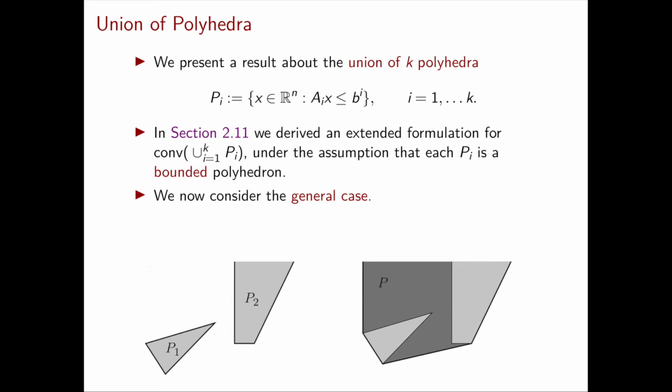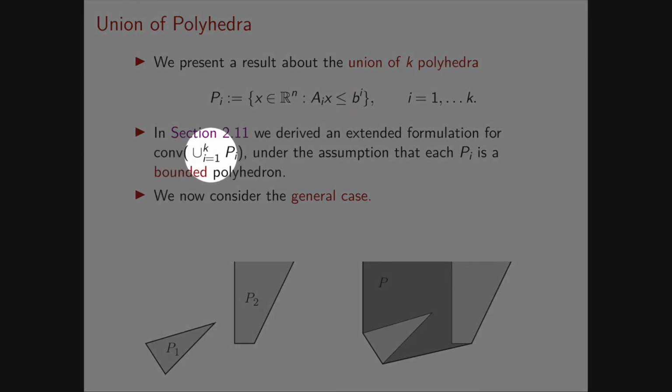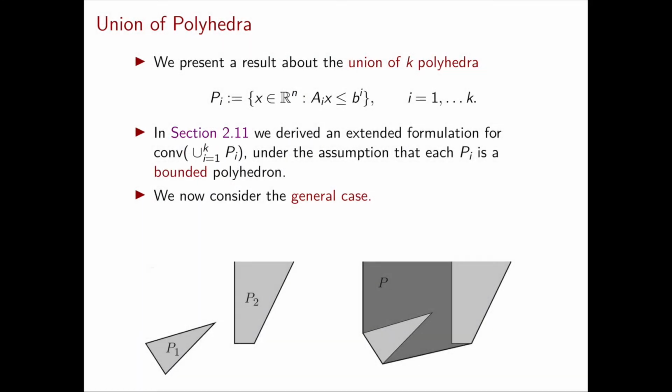And what we did in chapter 2 is that we actually derived an extended formulation for the convex hull of the union of all these polyhedra. But there we made a very important assumption, which was that each Pi is a polytope, so it's a bounded polyhedron. What we're going to do in this section instead is relax this assumption and consider the general case.